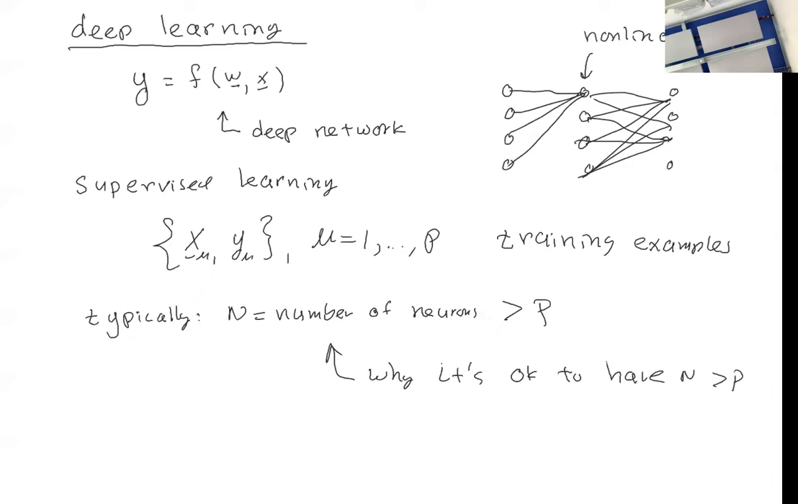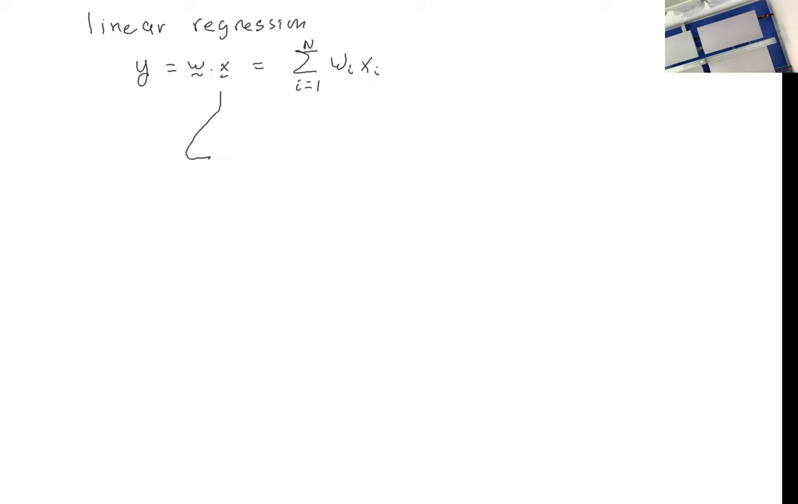Okay, why can you have so many parameters? You can actually see this in linear regression. I did this last time, but I did it way too fast. Suppose we're trying to fit a model. So linear regression is y equals w dot x equals a sum, i equals 1 to n of w_i x_i. Now, x in principle could live in n dimensions, but suppose x lives in one dimension.